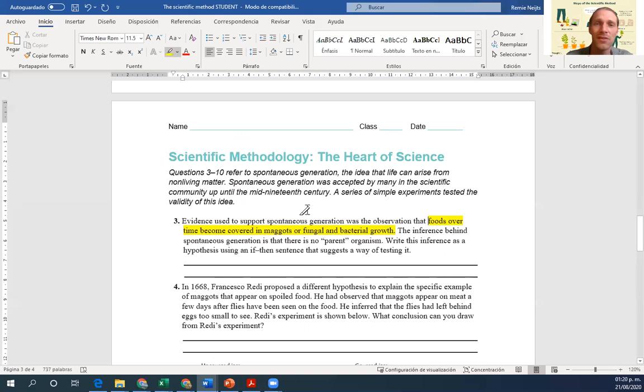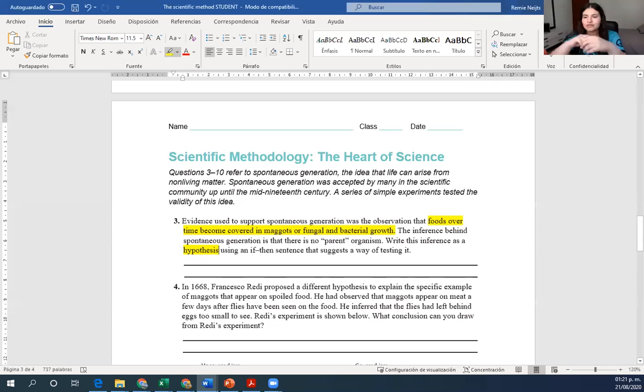So if they observe this, what would be a good hypothesis? Who can make a hypothesis from the observation that food was getting spoiled? What people discovered many years ago already is that food gets spoiled. What can be a hypothesis for this in order to set up an experiment?